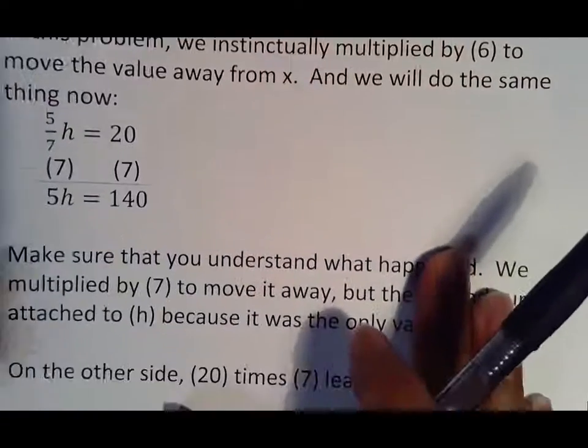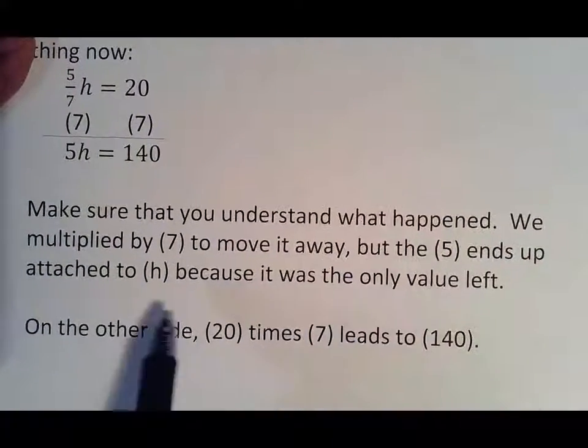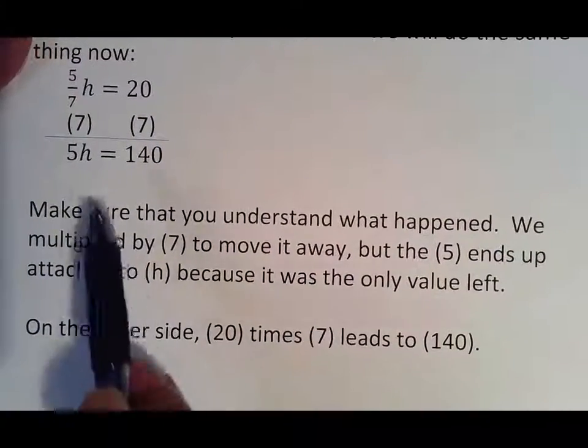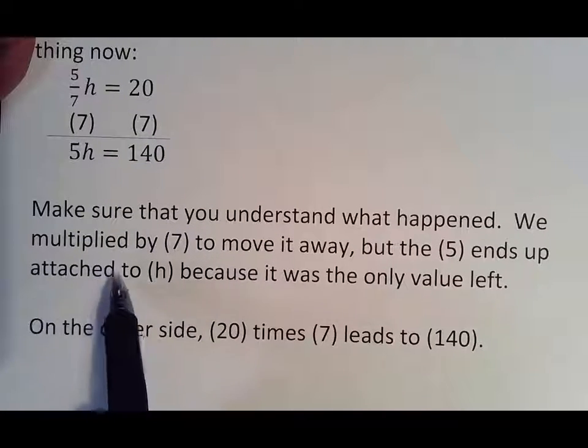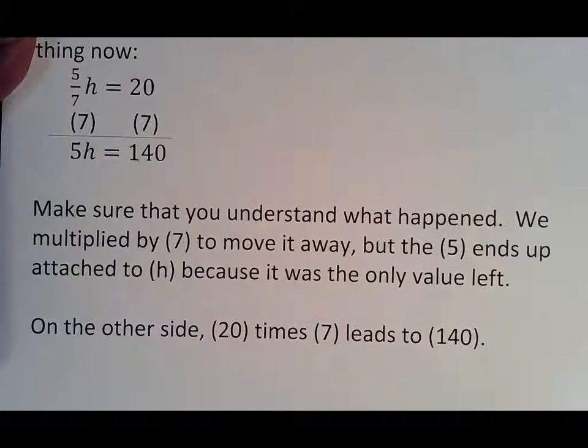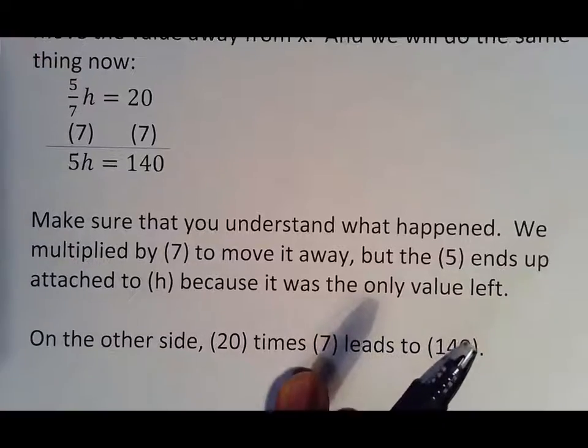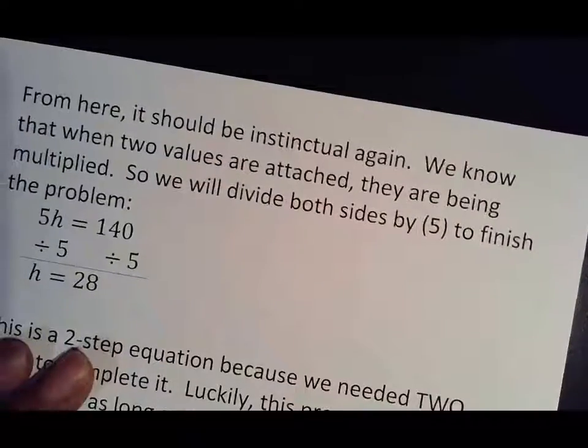This now should be the same as what you've seen, because make sure you understand what happened. Again, we multiplied by 7 to move it away, but the 5 ends up attached to the h because it was the only value left. On the other side, 20 times 7 led to 140, and we ended up with that portion there.